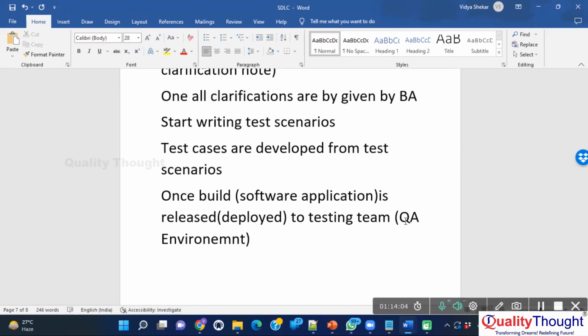So what are your roles and responsibilities? Once the build is deployed into the QA environment, I start executing my test cases. Once the build is deployed to the QA environment, the testing team will execute test cases. Yes or no? They will execute test cases.